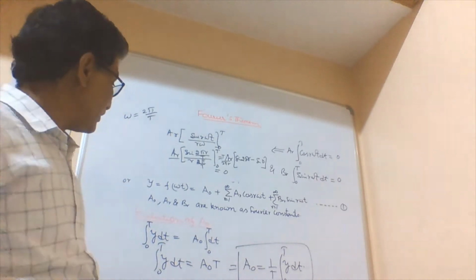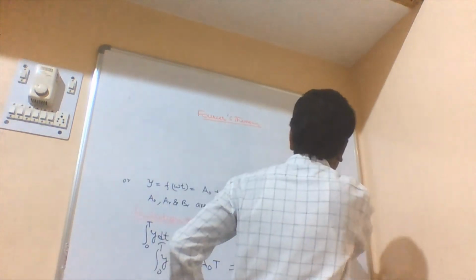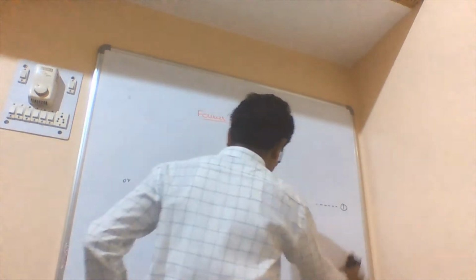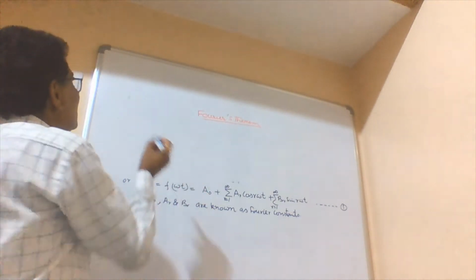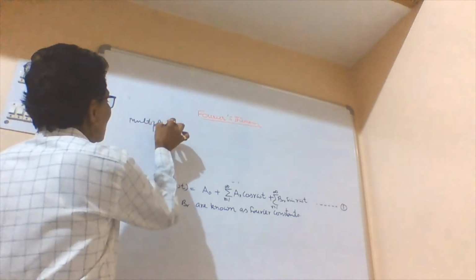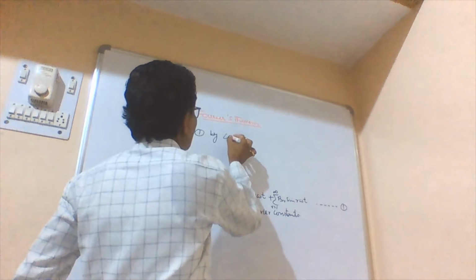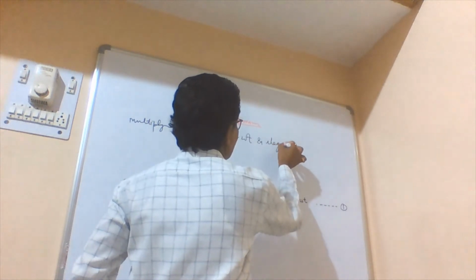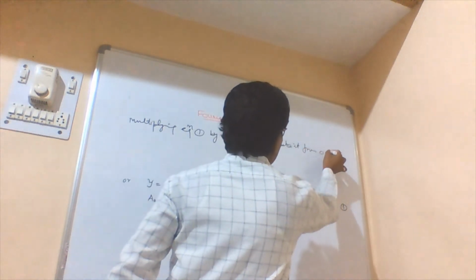Now we have to evaluate the value of ar and br. So for the evaluation of ar, we have to multiply equation number 1 by cos r omega t and integrate it for 0 to T. So multiplying equation number 1 by cos r omega t and integrate it from 0 to T.